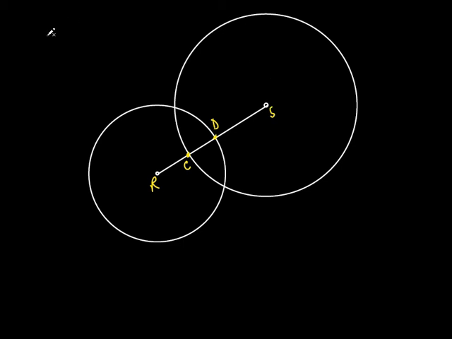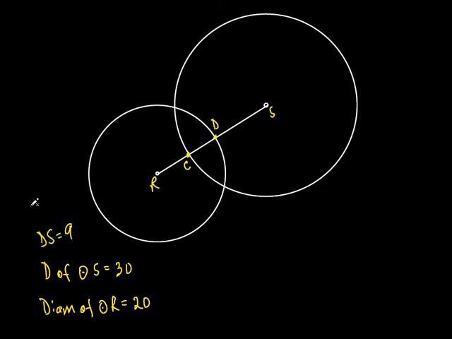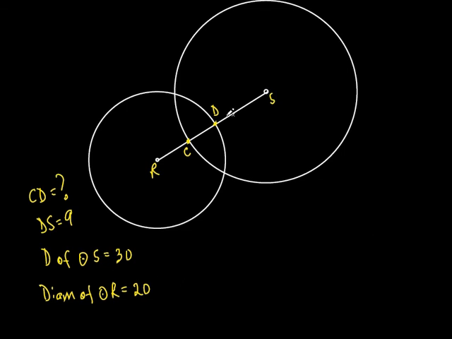And look what they do. They tell you the diameter of circle S is 30. So let's just write it right here. The diameter, I'll just put D for diameter, of circle S is equal to 30. 30 units, whatever. Inches, feet, miles, doesn't matter. The diameter of circle R is 20. It says line segment DS is 9. And the question says find the length of line segment CD. CD is question mark. Shouldn't be too hard, but it gives you an idea of what's going on here.